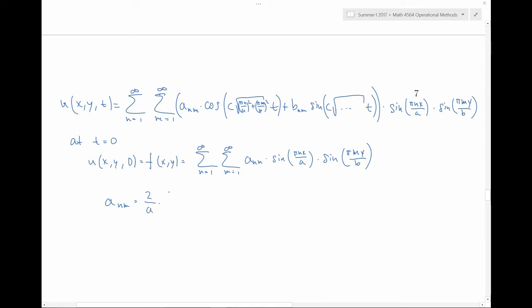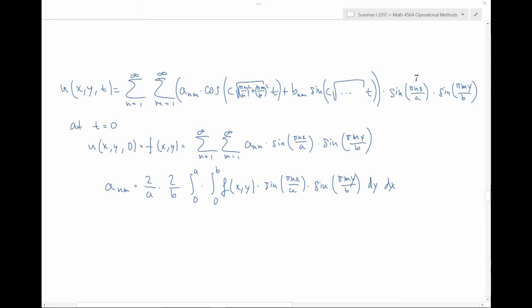And therefore each coefficient a n m will be 2 over a times 2 over b times the integral from 0 to a, integral from 0 to b of f of x y times sine of pi n x over a times sine of pi m y over b dy dx. So this is how we find coefficient a. Now you can see where it goes with the coefficient b.